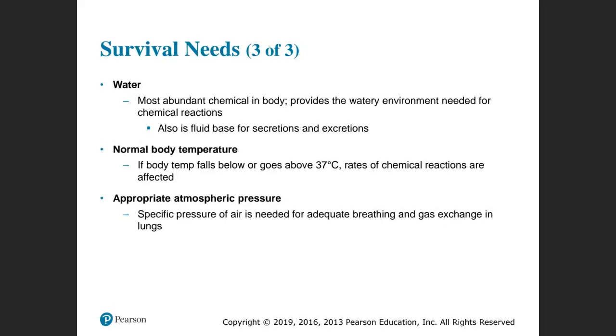Normal body temperature is important too. We'll see in the chemistry chapter that if pH or body temperature is really extremely changed one way or another, it can change the shape of our proteins. And when they can't function properly, neither can we. And so that could lead to disease or death. Atmospheric pressure is also vital because this is the pressure of the air around the body, and it influences the exchange of air in the respiratory system when we breathe in and out.